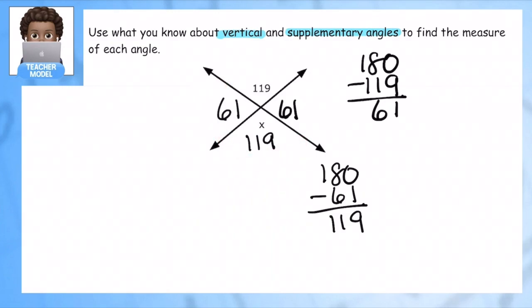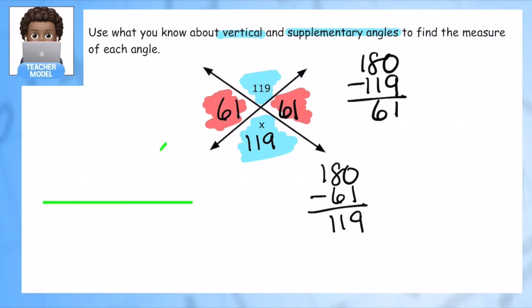So stop for a minute. I want you to take a look, and what do you notice about the angles when two lines intersect? Do you see it? Do you notice that the opposites, the angle on the other side, they're the exact same? We call these vertical angles. So these are vertical angles, and these are vertical angles. Vertical angles are created when two lines intersect.